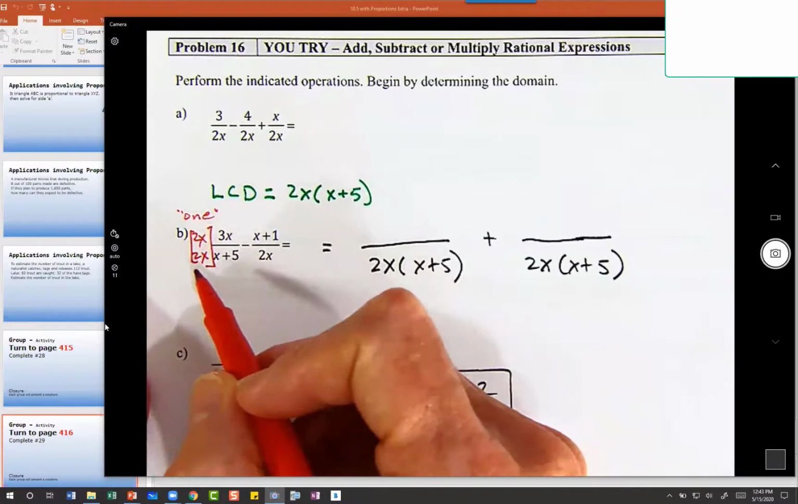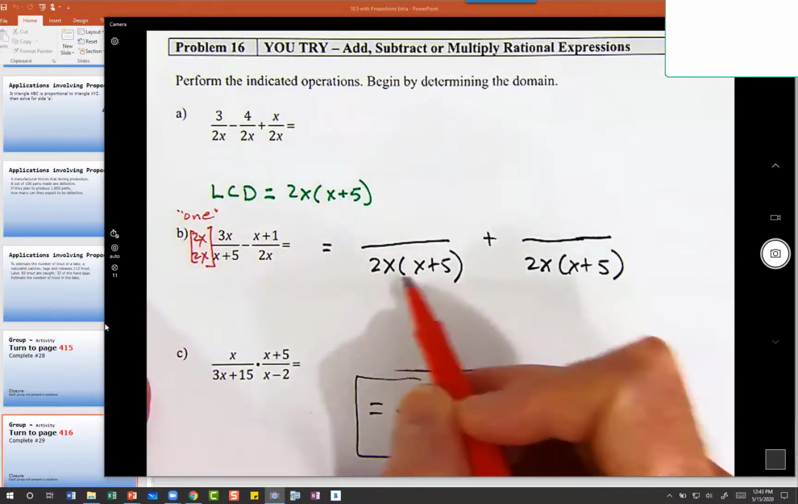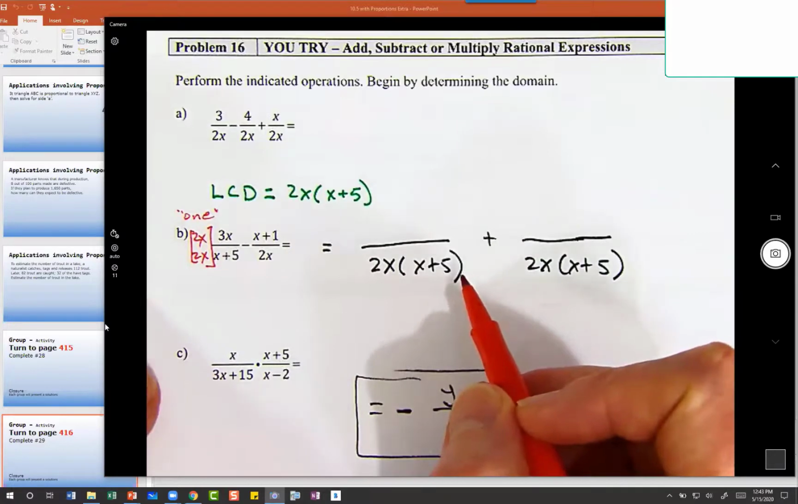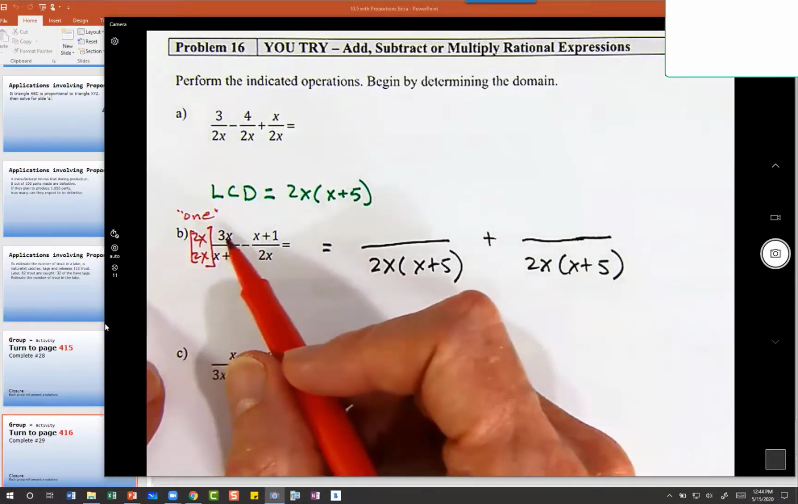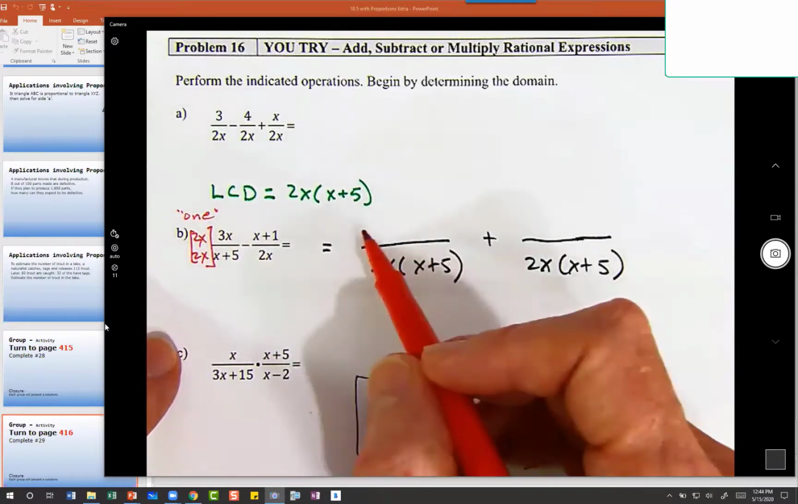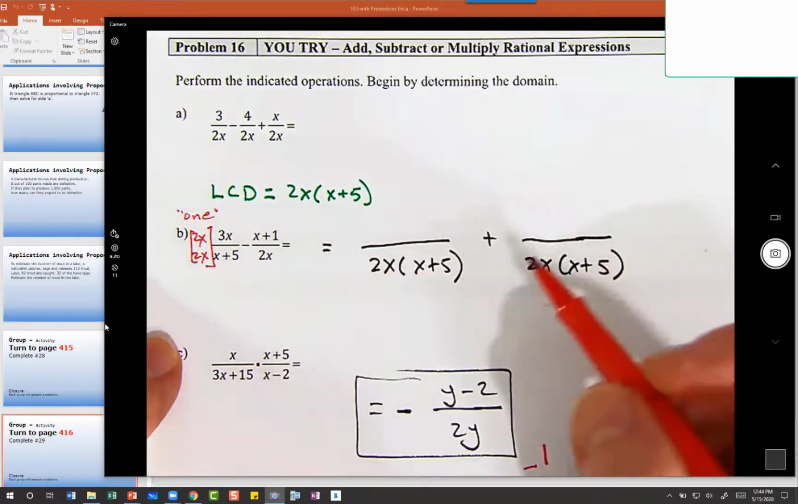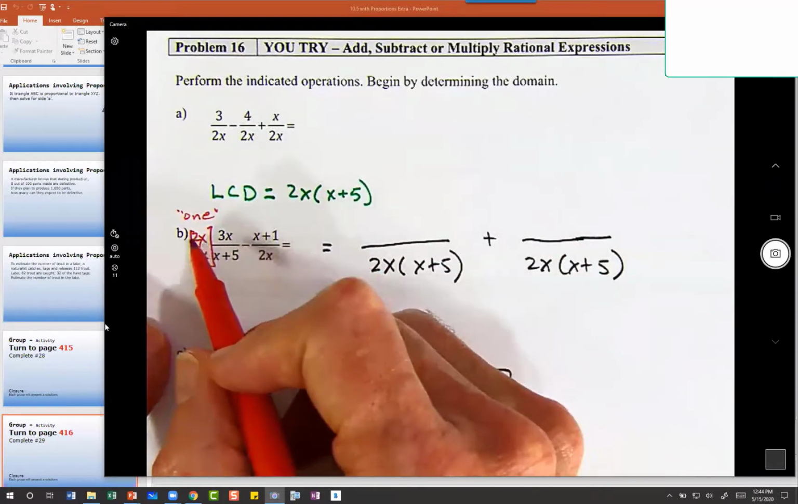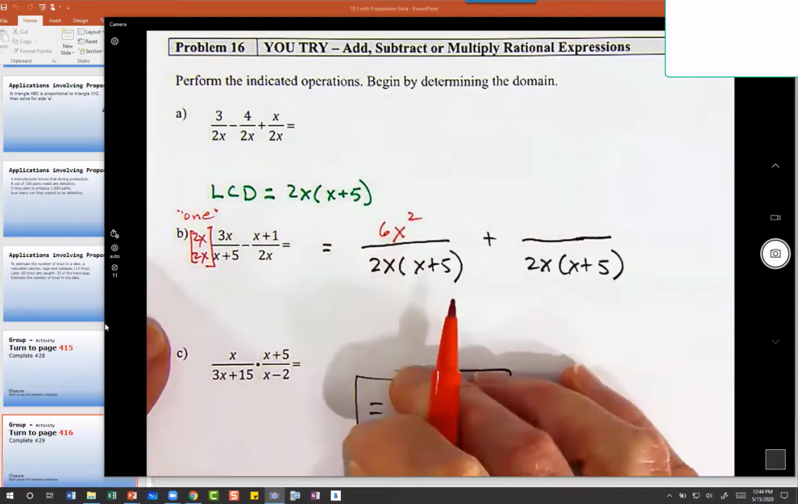Now, the 2x times the group x plus 5, I'm just going to leave it. 2x times the group x plus 5. But on the top, I'm going to get rid of parentheses because later on I have to add, and the only way to add the top numbers is to have all the parentheses gone. So I'm just going to go ahead and multiply 2x times 3x, which is 6x squared.